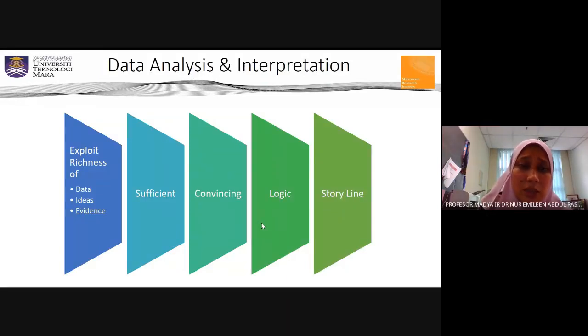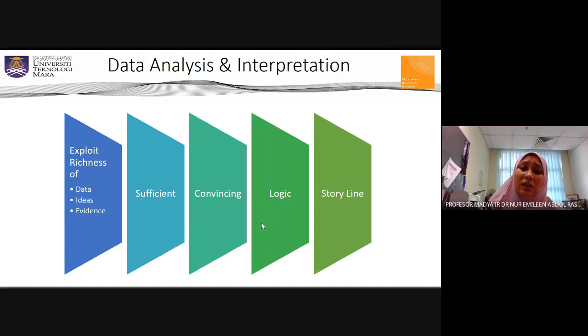In data analysis and interpretation, so basically we want to see how the thesis exploit richness of data, ideas and evidence, whether it's sufficient or not. Sebab kadang-kadang data yang kita ada ni, whether it's sufficient or not, normally from here examiner tu akan tentukan whether it's minor or major. So kalau minor ni normally sikit je kita punya question, tapi kalau if let's say they need to repeat to do some more measurements, then ada kemungkinan the result of the thesis akan jadi major lah.